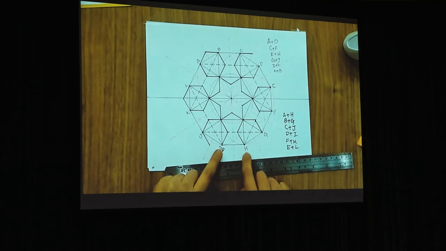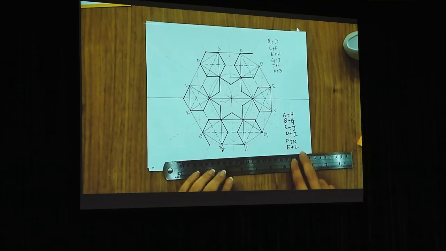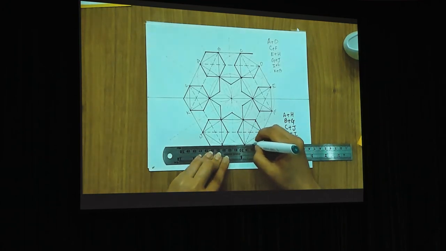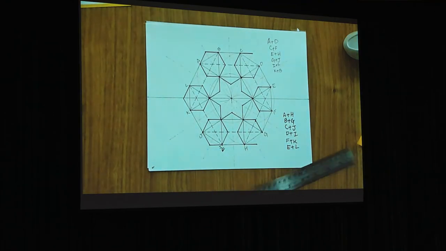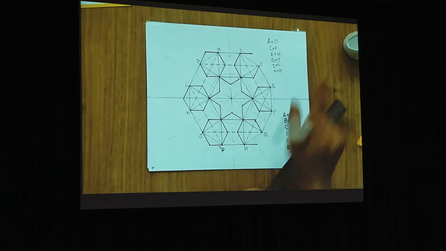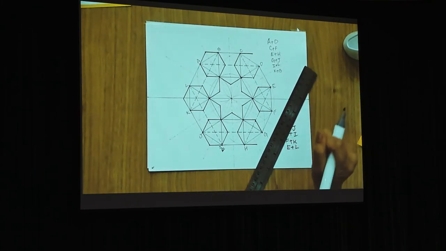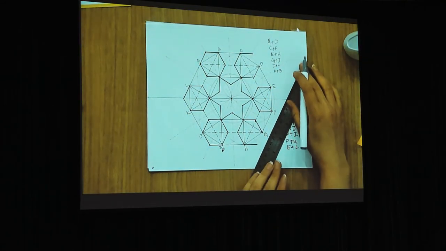So from H and I, we will extend the line outside. H and I, we are extending outside. Ooh. You both gave up. You can do it. You did? Nice. So we kind of made one hexagon, big hexagon. Can you see that?